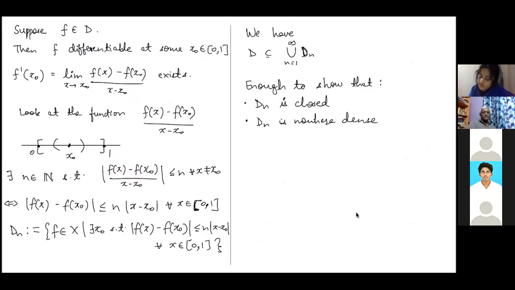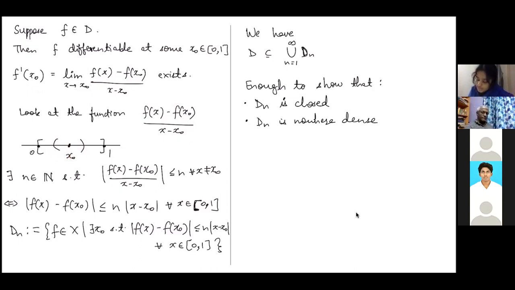So let's look at this quotient, this function. Since this converges to some finite number as we get closer to x naught, I know that there will be some open interval around x naught where this quotient will be at distance, say, 1 from this number. It doesn't matter what that distance is, just at some finite distance from this number f prime of x naught. So I can find an interval like that. In particular, this quotient will be bounded on this interval.